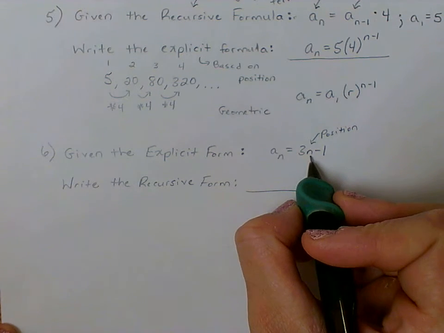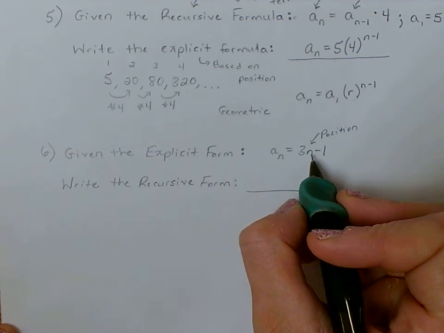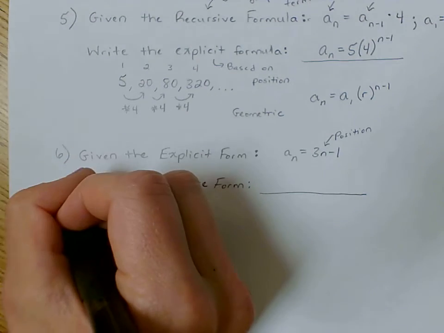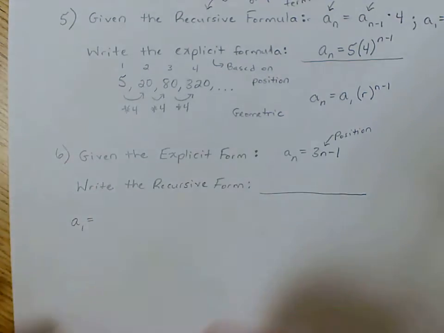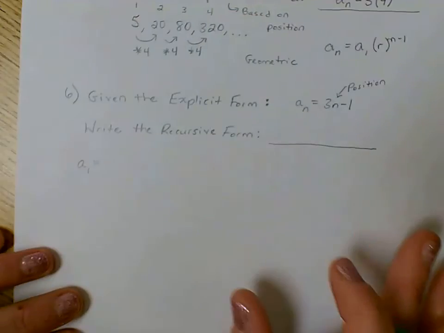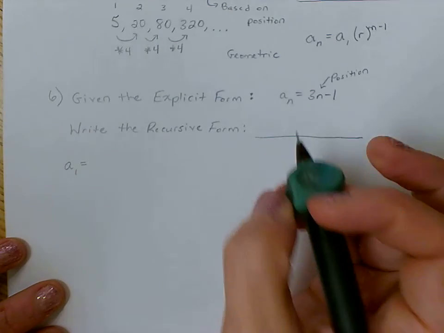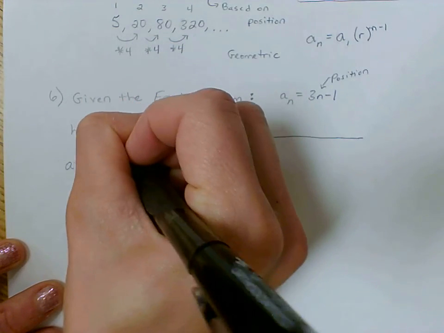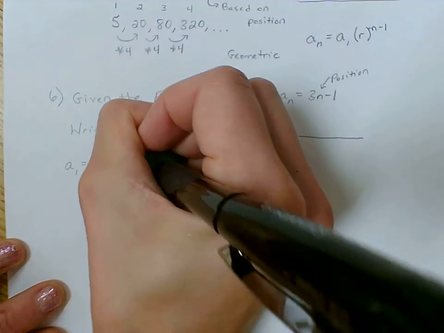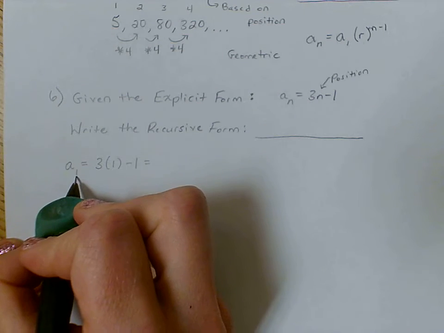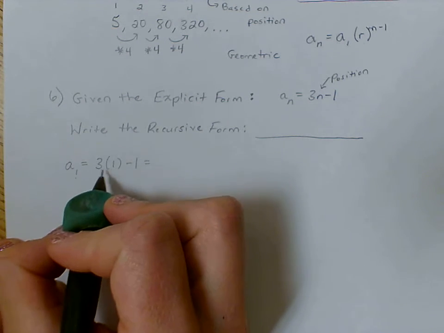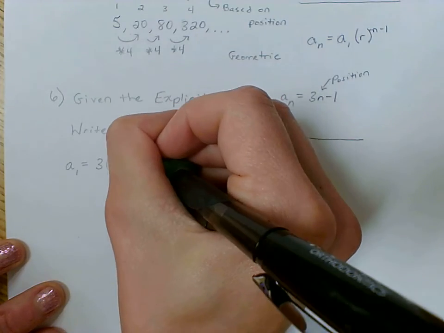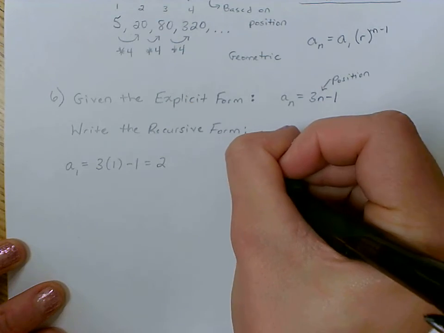So like if I'm finding the first term, you plug in a 1 right here. So if I have to write out this sequence, I'm going to do kind of each term separately. It's not as easy as writing it out using recursive. So plug in a 1, so it'd be 3 times 1 minus 1. And then when I simplify that, I will have found my first term. So 3 times 1 is 3, and then 3 minus 1 is 2. So that's my first term in my sequence.